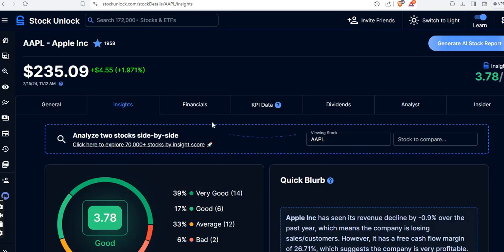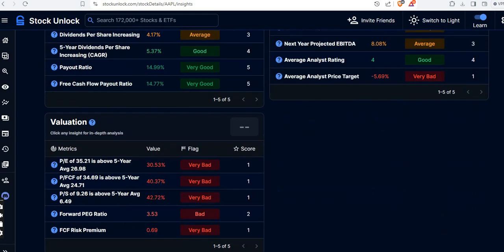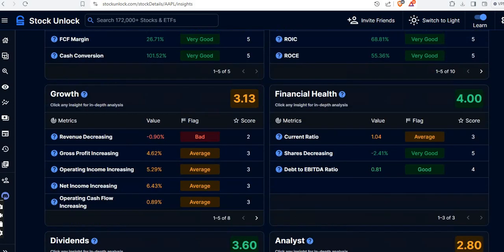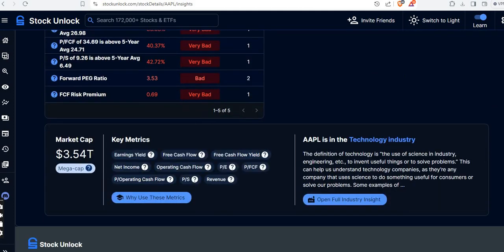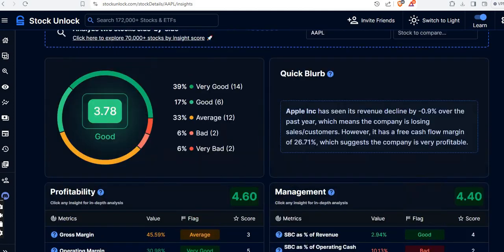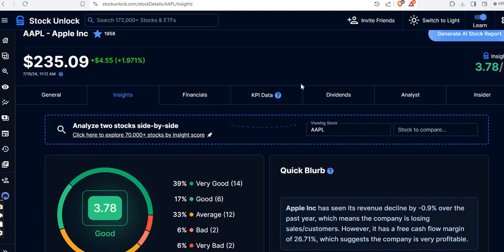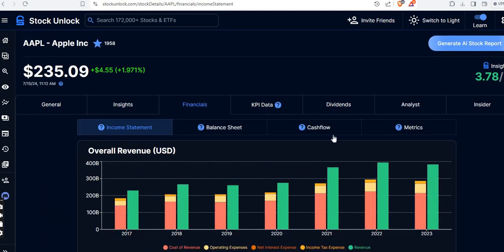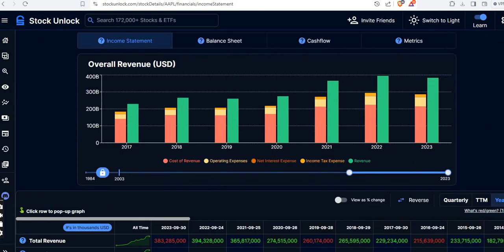So that's the Insights tab. That's usually the first thing I will look at, because if you want to spend a couple minutes, or 5 minutes, evaluating a stock, and that's all you got, this is a pretty good way of doing it. Now, if you want to dig deeper, you're going to want to dig into the financials. The financials are broken down into the income statement, the balance sheet, the cash flow statement, and the metrics. So again, this is your accounting stuff here.